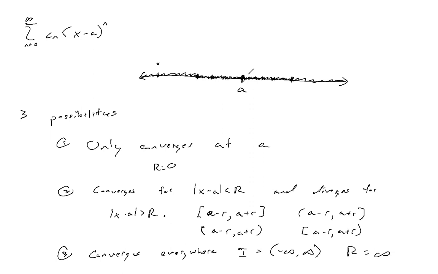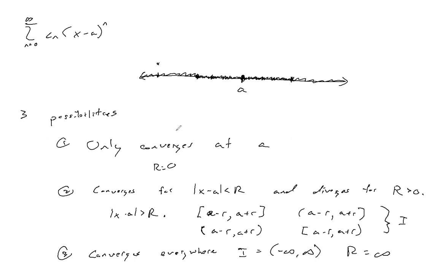So let's see, I have my A here. It goes off to infinity to the right and infinity to the left. Okay, so these are all intervals of convergence, and R greater than 0. Okay, all right, so let's just review.